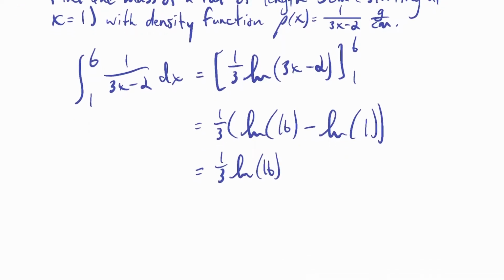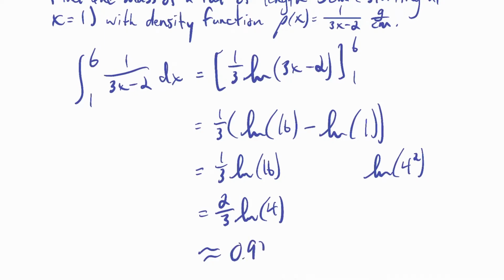If I want, I can manipulate this a little bit and say, oh, well, 16 is 4 squared. And when you have a logarithm of an exponential expression, the exponent, the 2 in this case, can move out front. So if I want 2/3 ln of 4, if I think that makes it look simpler, but perhaps not a big difference. And since this is an application problem, I want a decimal. So 2/3 times ln of 4, and I get 0.924. And this is, of course, in grams.